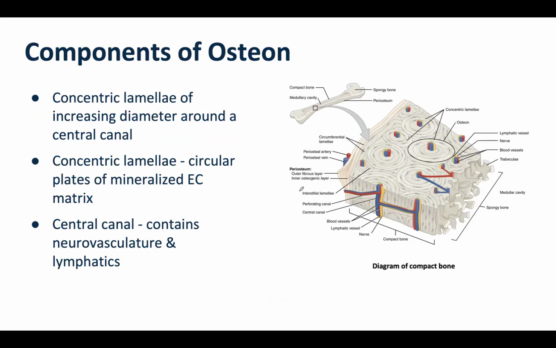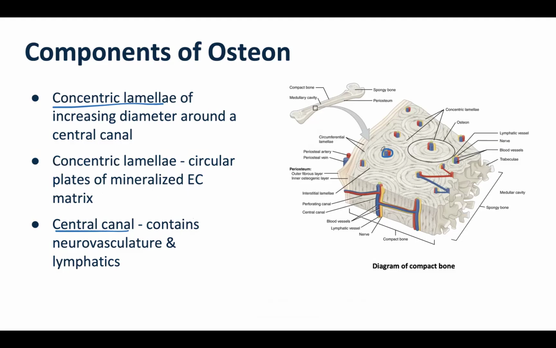Now, the structures within an osteon work in a mini system, which is very much in communication with other osteons. And the major structures of an osteon are going to be concentric lamellae, which will surround a central canal. And the central canal will contain neurovasculature and lymphatics. So that includes arteries, veins, nerves, and again, lymphatic vessels. So very important in terms of the functioning of bone.